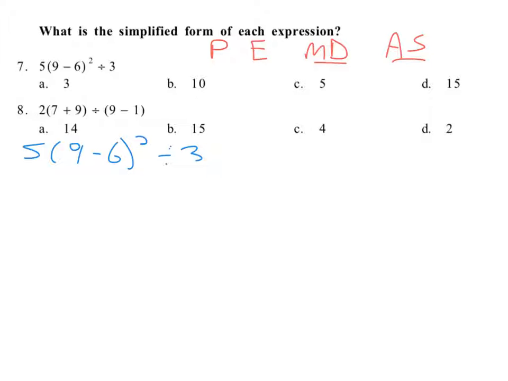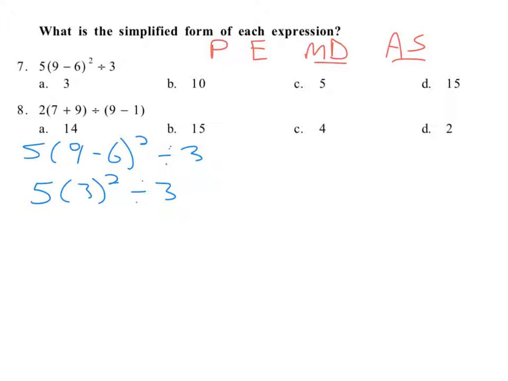We can simplify 9 minus 6 into 3. So then we get 5, parentheses, 3, close parentheses, squared, divided by 3. Now we're at the exponent step. We need to do the exponents before we can do this multiplication. Can't do that? That's in a later step. We have to do the exponent first.